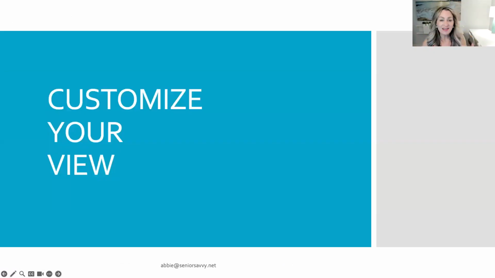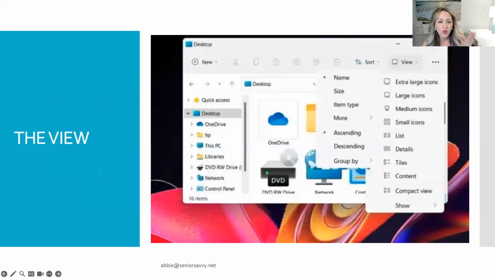Next, I want to talk about customizing your view so that you can find things your way. And when you are in your File Explorer, you'll see that you can go ahead and right-click and you can customize your view. So if you want to see all of your icons large, you could do that. If you want to organize them by name alphabetically, you could do that. By type, by the date you last used them. In fact, I recommend you do that, okay?